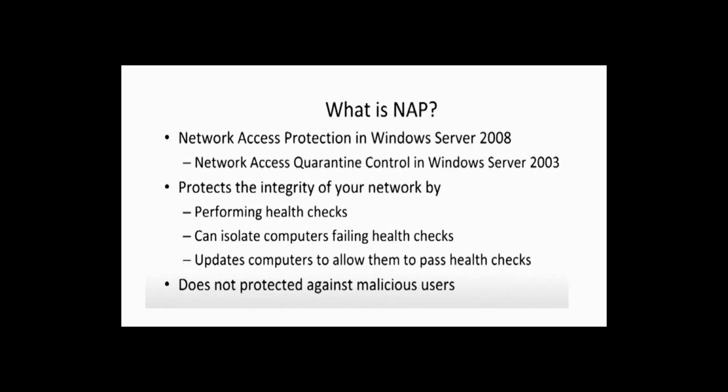So after performing these health checks, if some of them fail, the NAP or the network access enforcement point can isolate any of these computers that are failing the health check. Otherwise, they can send it to some part of the network where it can get the update and be allowed to pass the health check later. So we will see the three main options if a computer agent wants to access the network.